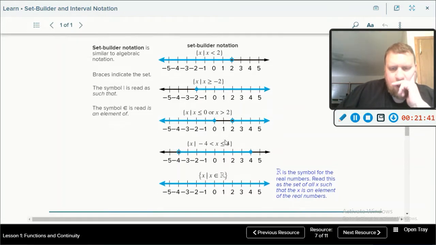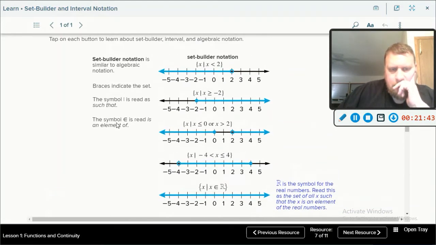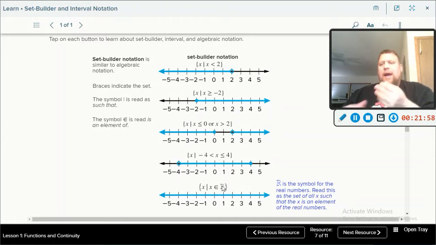Nothing too funky here until we get down here. And what you need to read, make sure that E means element of. Okay? So if that E means element of, notice this one that was all real numbers. So this is all x such that x is an element of the real numbers. In other words, x is any real number. That's the only kind of weird one.